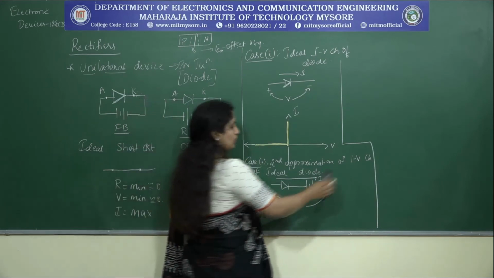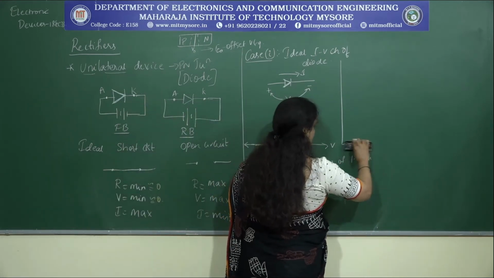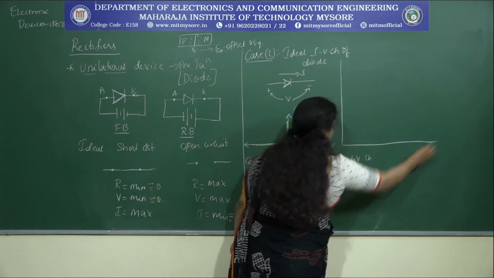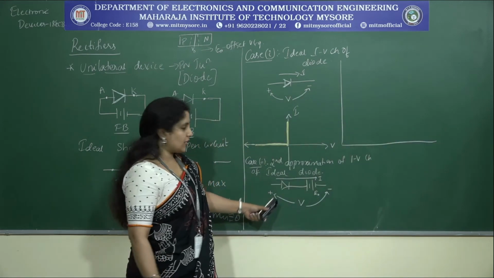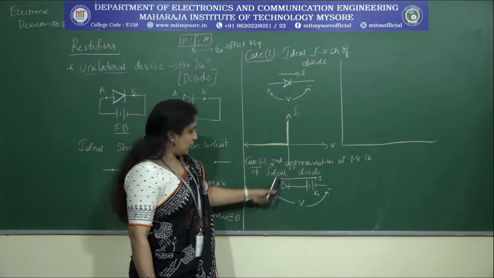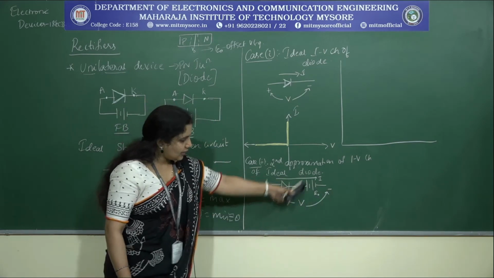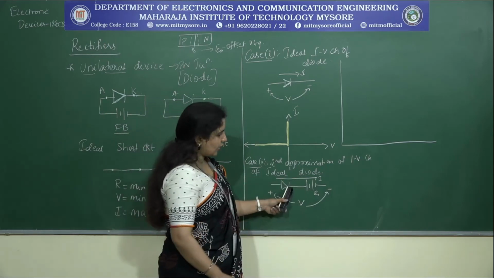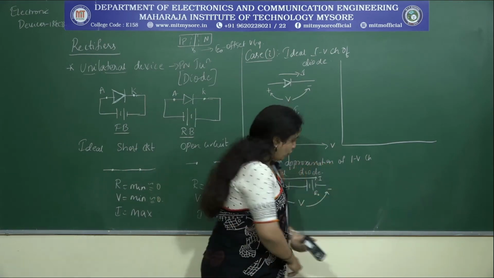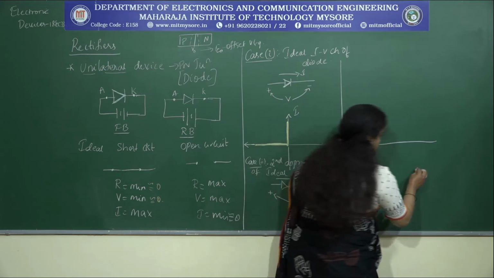Now let me try to represent the characteristics for this kind of a circuit. Done. Now, try to understand this circuit. See, I'll just write the same circuit at this end for your understanding.